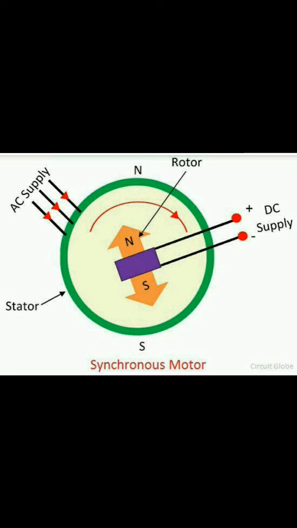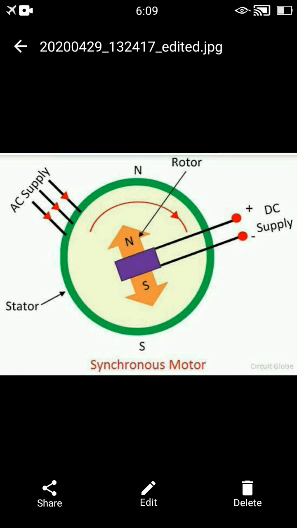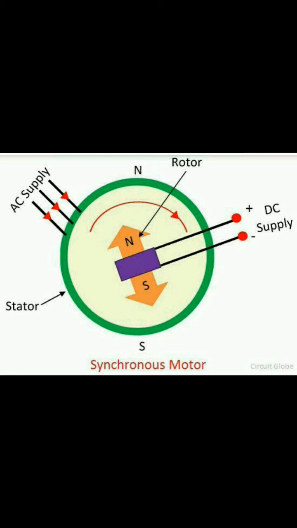Basically the synchronous motor is a double excited machine. That's why two types of supply are required for the machine, as shown in the figure. An AC supply is given to the stator winding and another DC supply is given to the rotor winding. So the rotor is moved in a clockwise direction. We'll discuss in detail a synchronous motor.